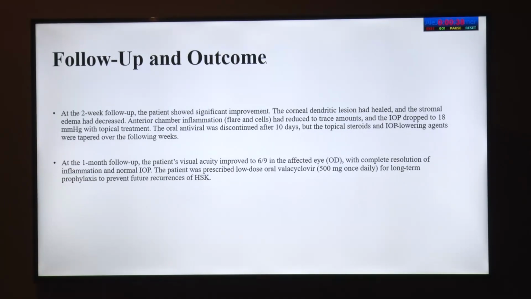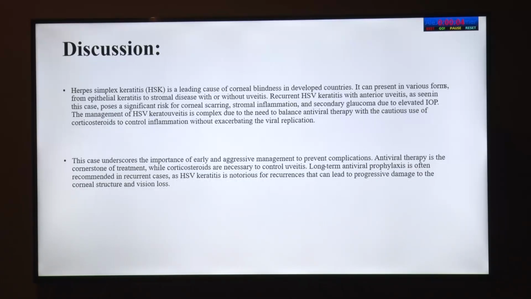Follow-up, at the 2-week follow-up, the patient showed significant improvement. The dendritic lesions had healed, stromal edema had decreased, the AC inflammation had reduced to trace amounts, and the IOP had dropped to 18 mm Hg with the topical treatment. Oral antiviral was discontinued after 10 days, but the topical steroids and IOP lowering agents were tapered off over the following weeks. At 1 month follow-up, patient's visual acuity was 6/9 in the affected eye. Complete resolution of inflammation and normal IOP, the patient was prescribed low-dose oral valacyclovir 500 mg once daily for long-term prophylaxis to prevent future recurrences.